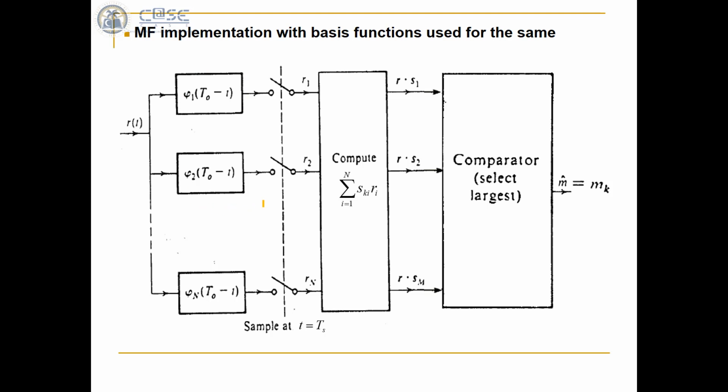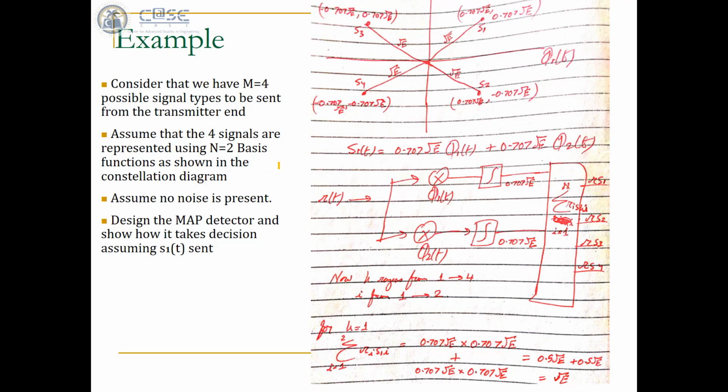Now let's see how we can further understand our concept using an example. This is a very simple example in which we consider only 4 signal types, capital M is equivalent to 4, that could have been sent from the transmitter end. Assume we have 2 basis functions computed out of the GSO process, that is capital N is equivalent to 2, and we have represented the 4 possible signal types using the 2 basis functions in the constellation diagram like this.